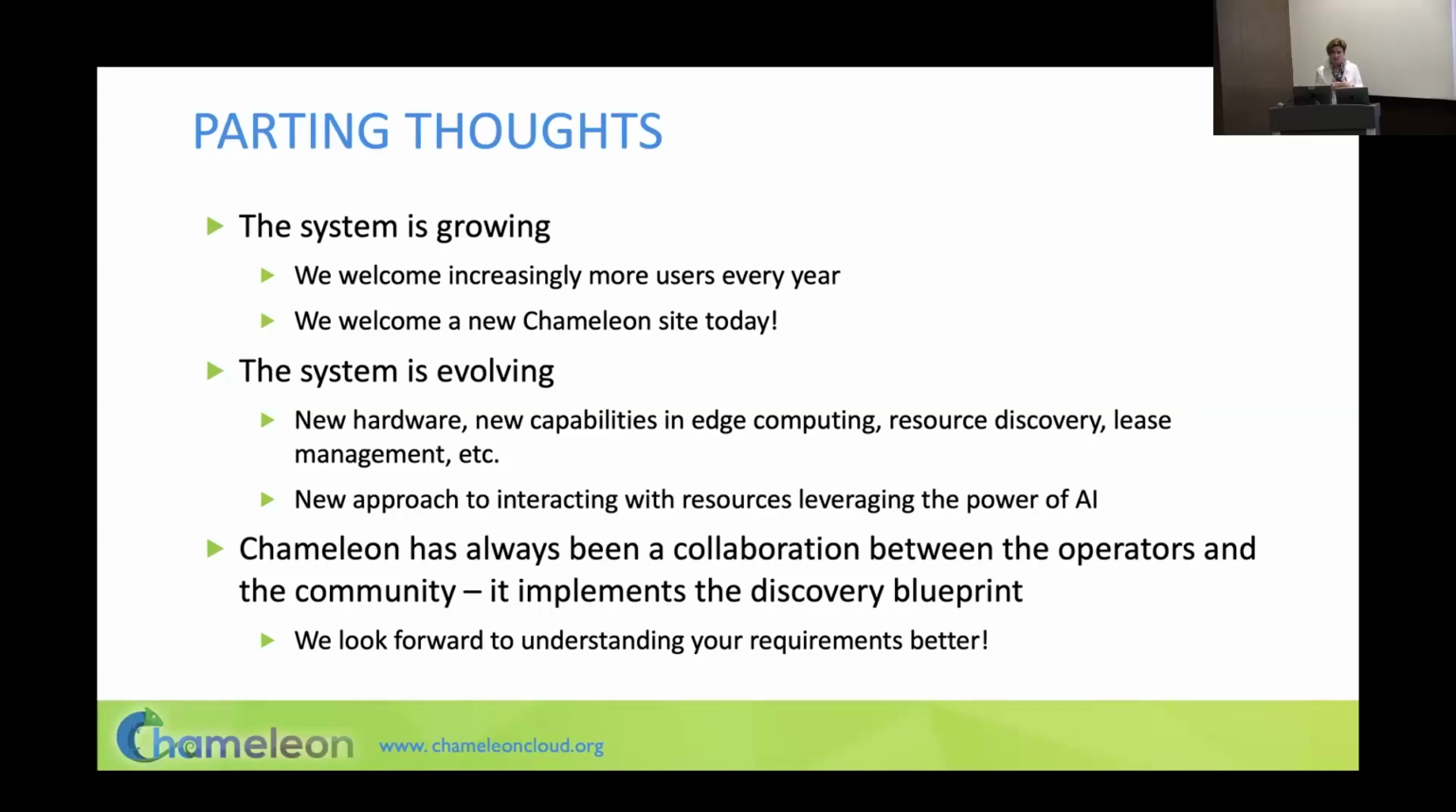Chameleon is an experimental testbed for computer science research, and we have to adapt to the new research problems that it generates. So we need new hardware, new capabilities, and so forth, and also a new approach to interacting with the system, leveraging AI, for example. And lastly, Chameleon implements what I call a discovery blueprint. In other words, it's not just another system that we really know how to operate. It's a system that is different, but it also continues to differ from itself. It continues to evolve. And therefore, it has to be a collaboration with users.